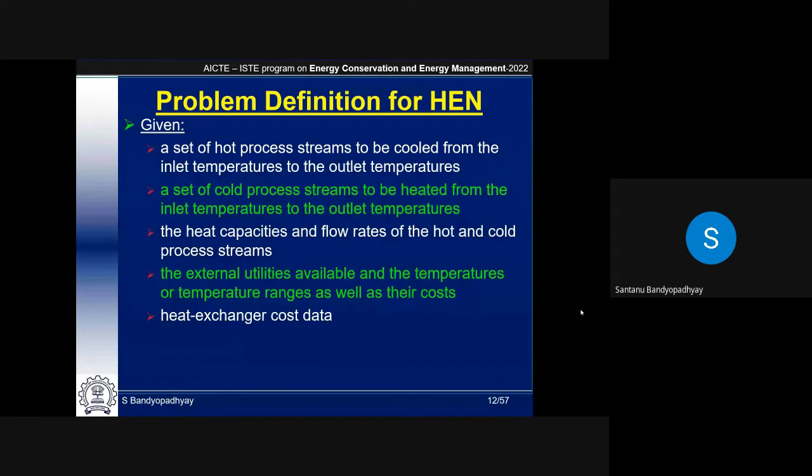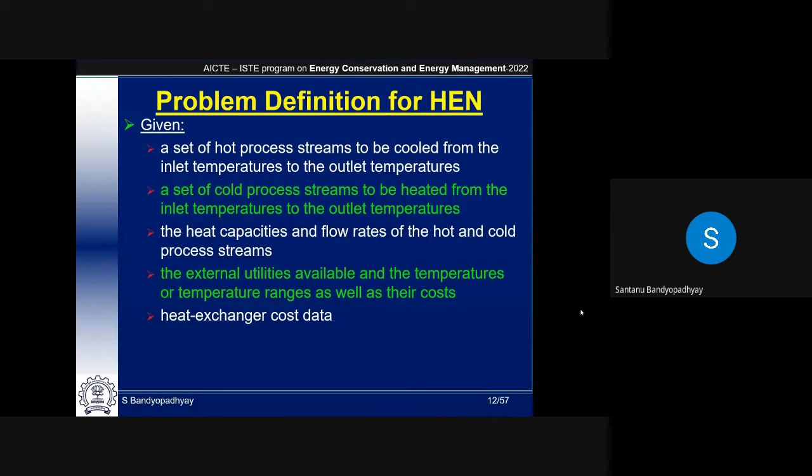Now here we want to distinguish the streams as hot streams and cold streams. A hot stream is defined as one whose temperature has to be reduced or from where you have to take the heat out. Okay, so I can have a hot stream at minus 10 degrees centigrade if I have to reduce its temperature to minus 20 degrees centigrade, right? And a cold stream is the other way around, where temperature has to be increased or heat has to be supplied.